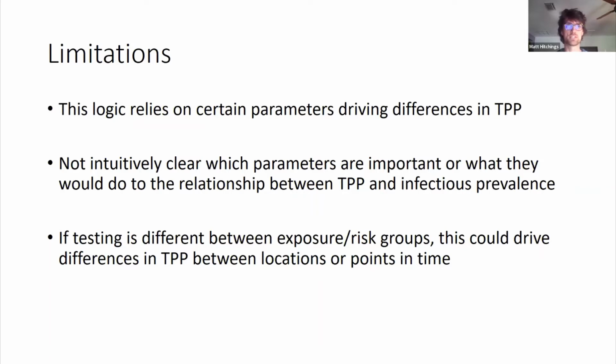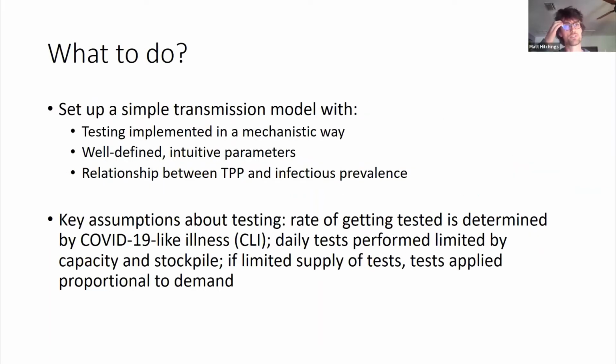So what I did was I set up a very simple transmission model, an SEIR compartmental model. I just added testing on top in a mechanistic way using parameters that were well defined, at least within the space of the model. And I was able to derive an approximate relationship between the TPP and confirmed incidence.